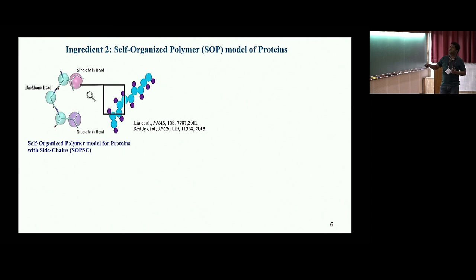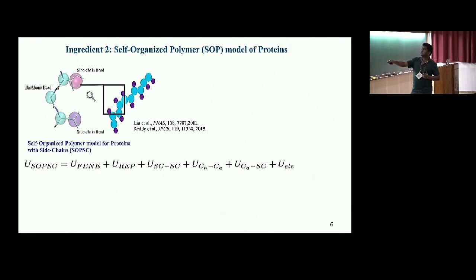Now coming to the second ingredient, this is the self-organized polymer model for proteins, where again, as you see, each amino acid is represented using 2 beads, one on the backbone and one on the center of mass of the side chain. And our group had extensively worked on it. So this is the energy function. As you see, it has the standard terms for bond connectivity, excluded volume, repulsion. And the key terms are these 3, which describe how the side chain, the C alpha beads, and the C alpha side chain interactions look.